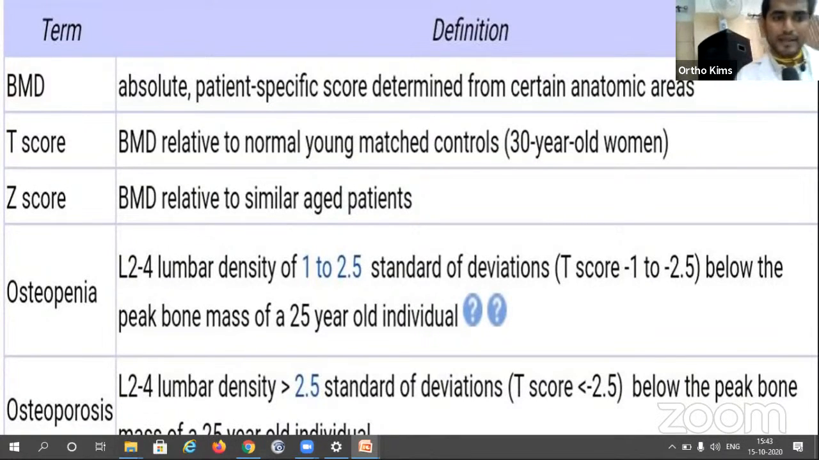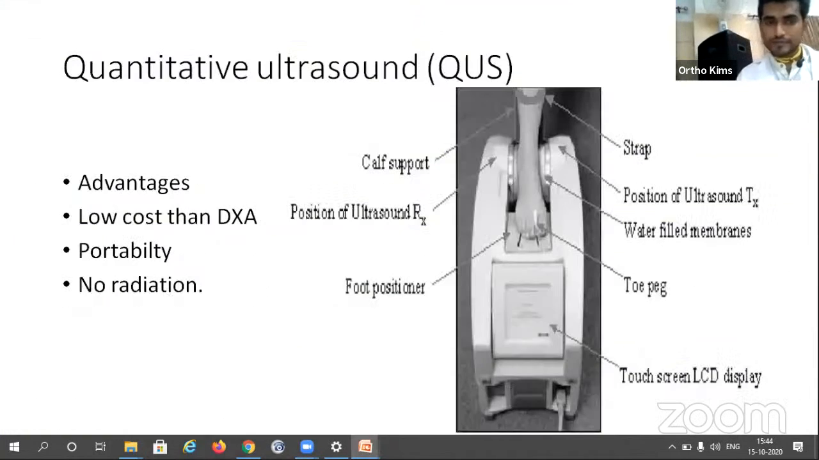Osteopenia is L2 to L4 lumbar density of 1 to 2.5 standard deviation, T score minus 1 to minus 2.5 below the peak bone mass of a 25-year-old individual. In osteoporosis, L2 to L4 lumbar density is more than 2.5 standard deviation, the T score less than minus 2.5 below the peak bone mass of a 35-year-old individual.